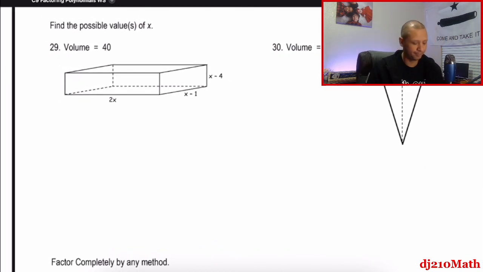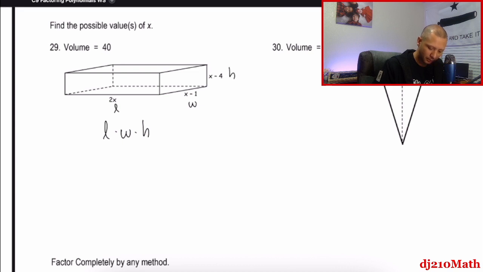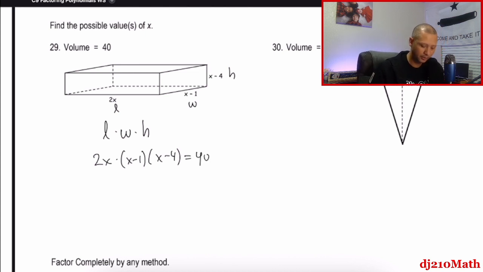So volume is 40. We need to find possible values of x. So I know volume is length times width times height. Here's my length, here's my width, here's my height. So 2x times x minus 1 times x minus 4. And this equals 40, right? We need some values of x.